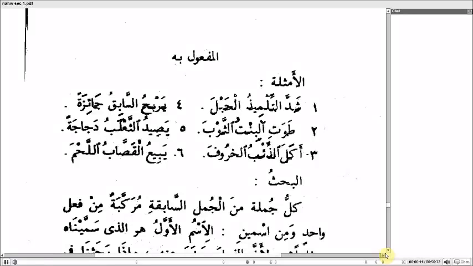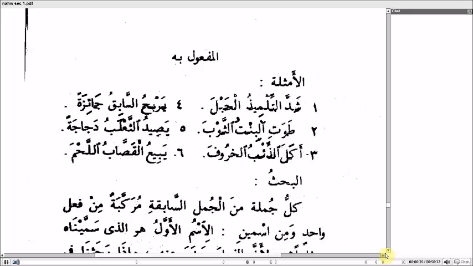Today we're going to cover Maf'ulun Bi. We might be able to cover 2 chapters because they're both real short, and they're connected to one another. So we'll see, inshallah. Al-Maf'ul. Al-Amthila, the examples.